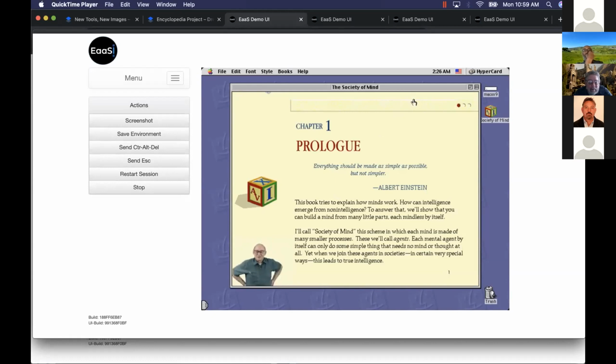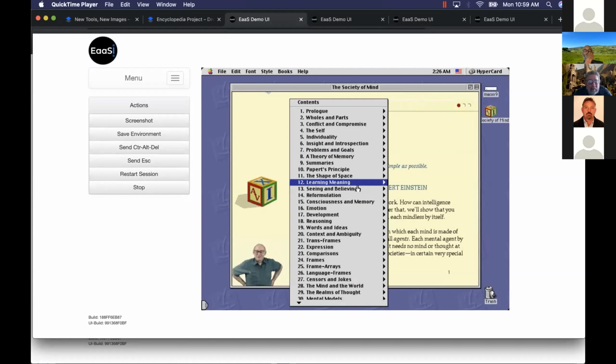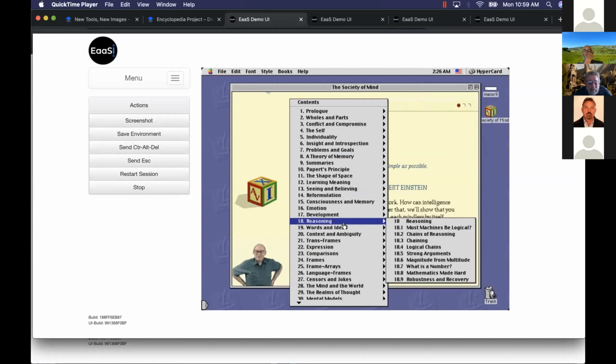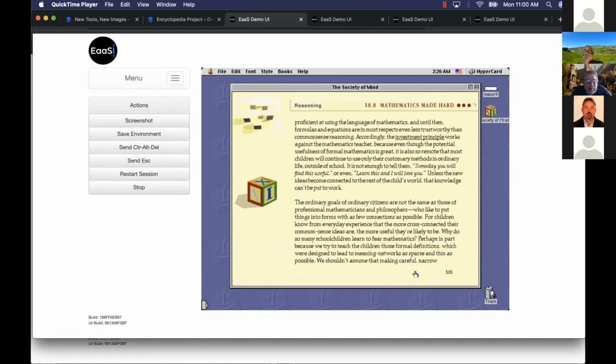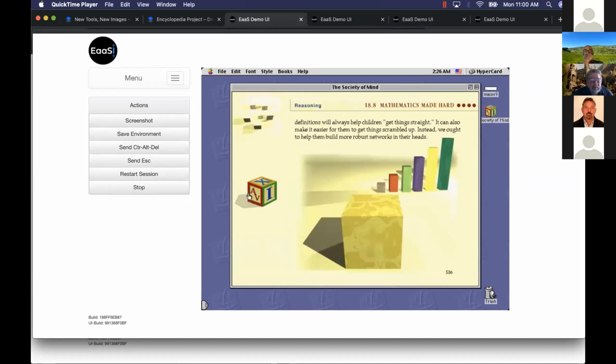So my favorite example of this, though, occurs in a different chapter, the chapter on reasoning, the section on mathematics made hard. Here, Marvin talks about the problem of math vocabulary. The problem with children learning mathematics in this culture is that we have a very strange attitude toward it. We don't have any mathematical words.